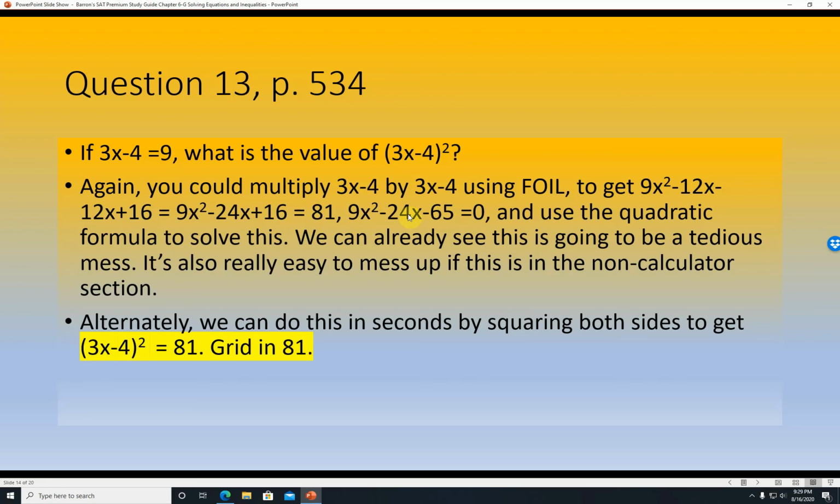I don't want to play with numbers like this, and I don't see a common factor I can easily divide by. So it's really easy to mess this up if you're having to do arithmetic you haven't really done since 4th or 5th grade, where you're multiplying large numbers or doing long division, etc. So don't do it this way. You can just do it in seconds by squaring both sides to get (3x minus 4) squared equals 81.